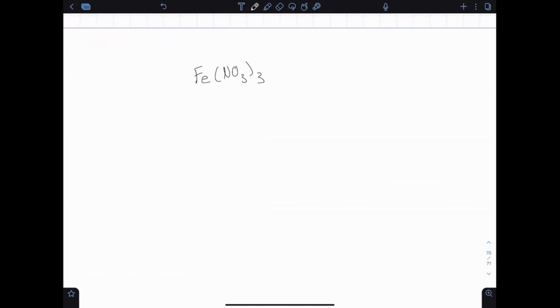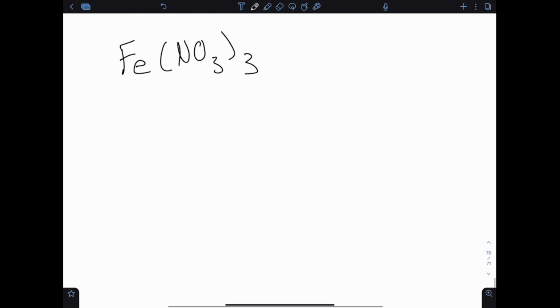The other way I like to do this is I'll take each element and write them as a list from top to bottom. So we have iron, nitrogen, and oxygen. That's all of the elements in this compound. And then next to that, you can do a colon if you want to separate it. We have 1 iron, and how many nitrogens do we have?